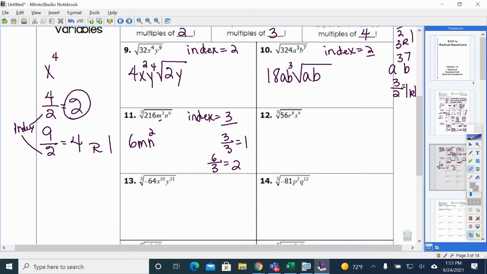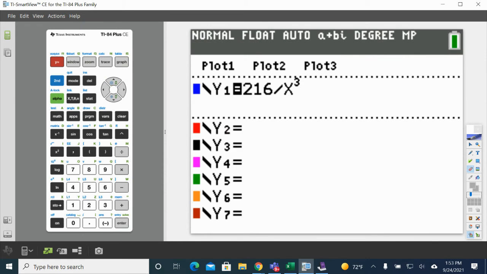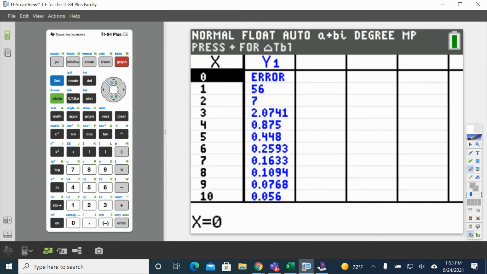Number 12, the cube root of 56, r to the 8th, s to the 4th. Okay, so the cube root of 56 is 2 times the cube root of 7.